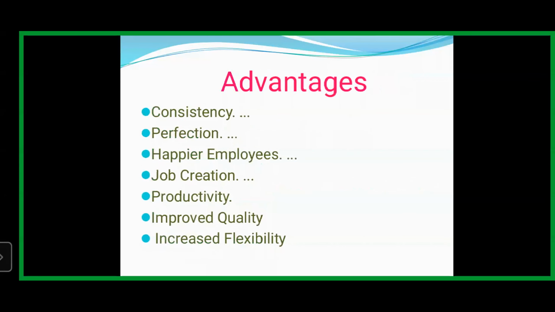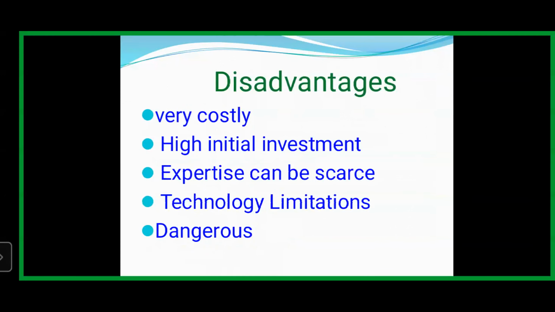Some advantages of robotics are: they perform each task with speed and accuracy, give us information that we can't get, don't get bored, can work in dangerous and hazardous environments, multitasking, consistency, perfection, job creation, productivity, and don't need experience. Some disadvantages of robotics are: it is very costly for maintenance, high initial investment, expertise can be scarce, technology limitations, and it is very dangerous for human beings also.